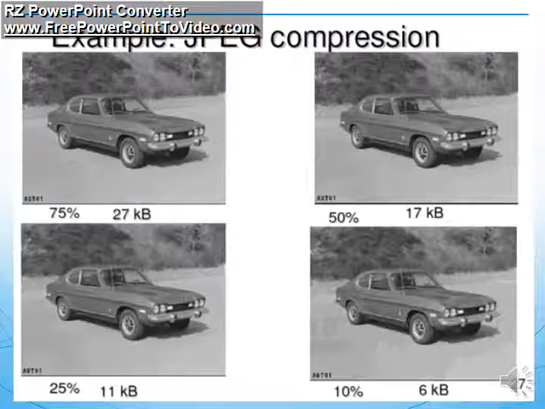Here we can see that more compression, that means 10% compression means it's 10% remaining, so the size is 6 KB. So we can see more compression means less size and less compression means more size from this.